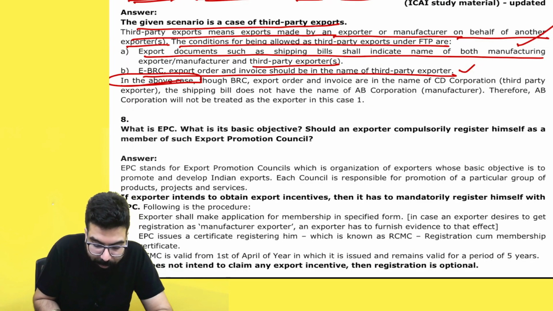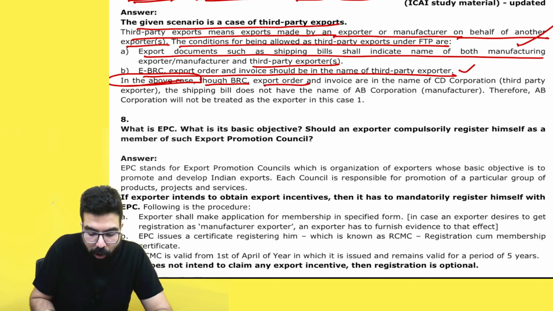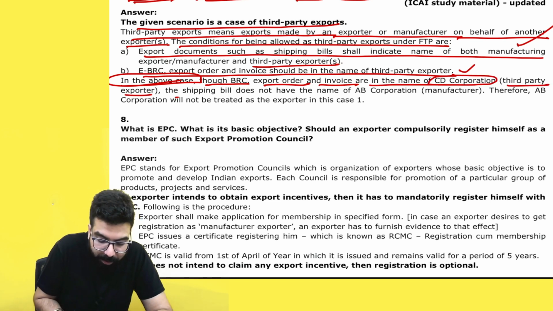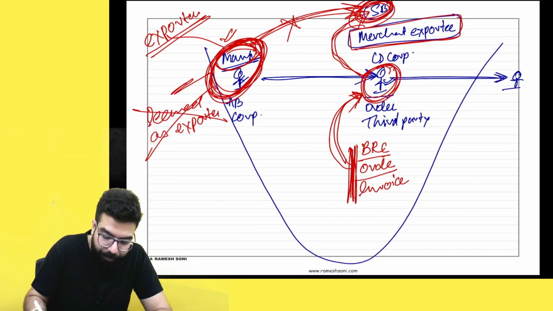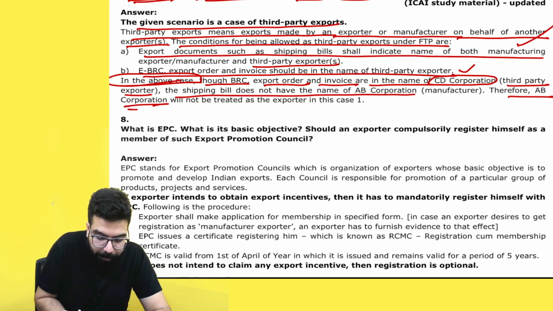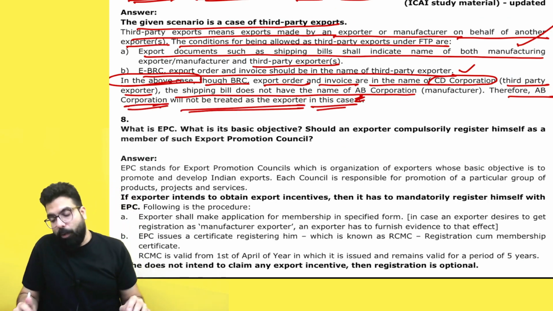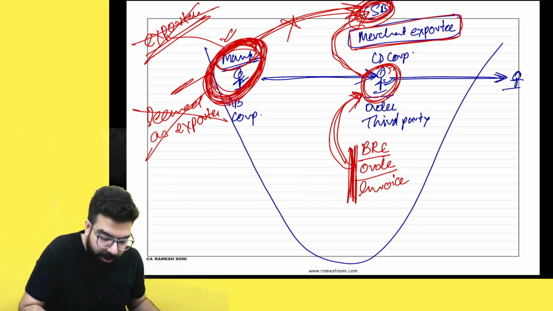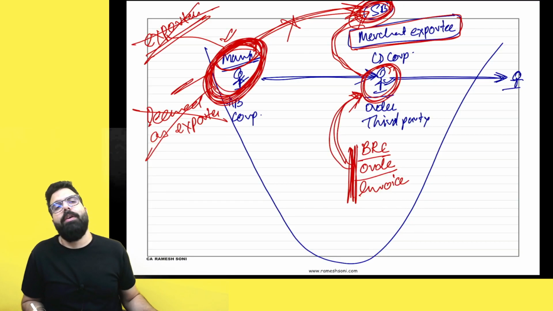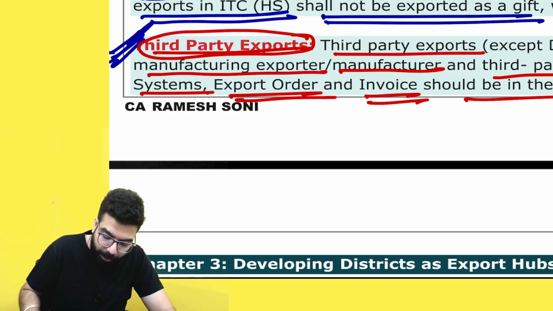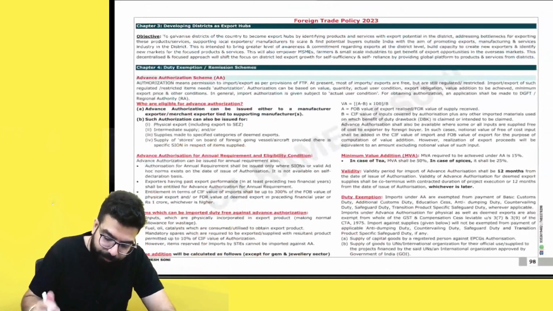In the above case, though the bank realization certificate, export order, invoice are in the name of CD Corporation, that is the third party exporter, the shipping bill does not have the name of the manufacturer. His name is not there, and hence AB Corporation will not be treated as exporter in this case. If it is not treated as exporter, it will not get the benefits under foreign trade policy. Done, sir? Point is clear. Let's go ahead. The next one.